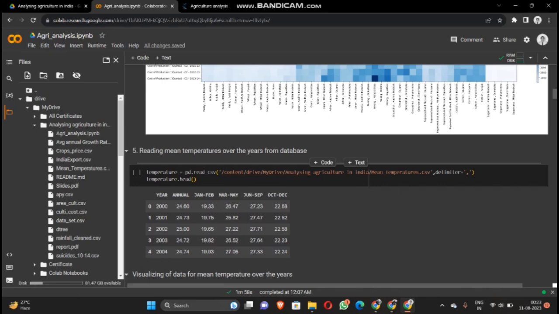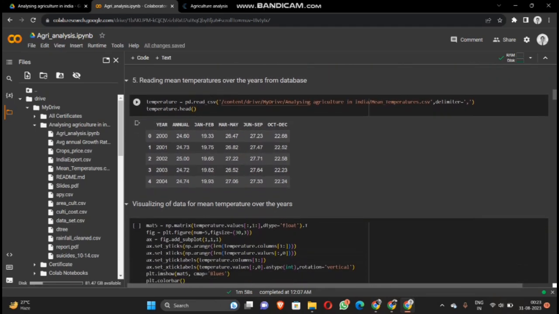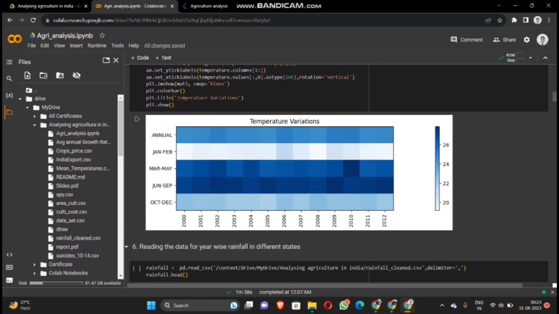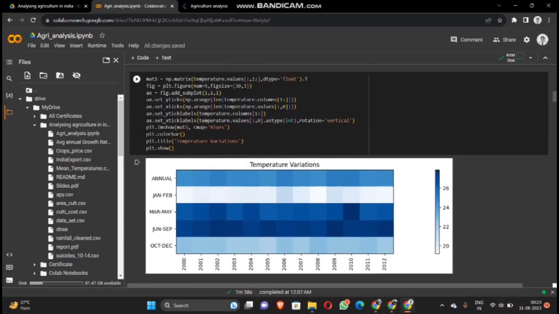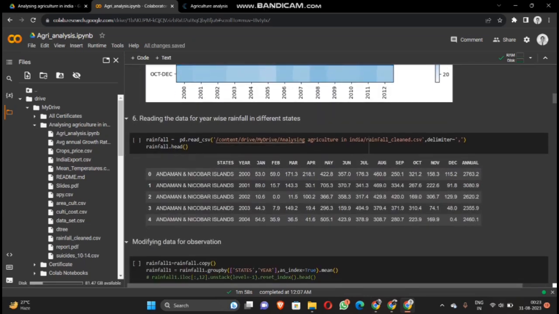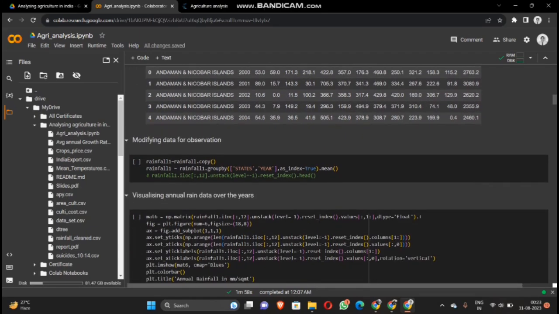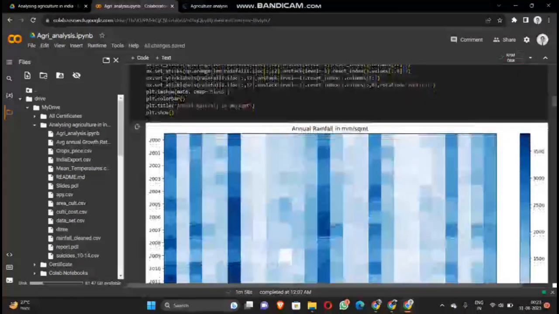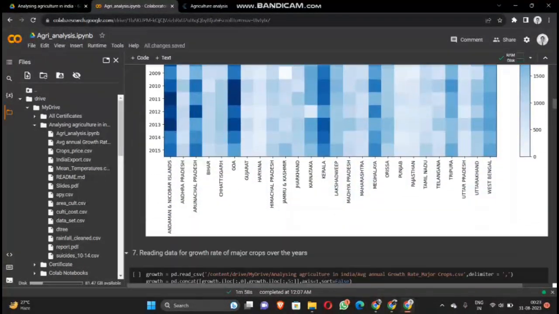Similarly, reading the mean temperature over the years, because temperature plays an important role in the yield of a crop. That's why I am using the mean temperature over the years data set as well. Here is a matrix related to that. Similarly, reading the data for year-wise rainfall. As we know, rain is very important for growing of crops, so I'm analyzing that as well. This is the visualization done using the matrix.